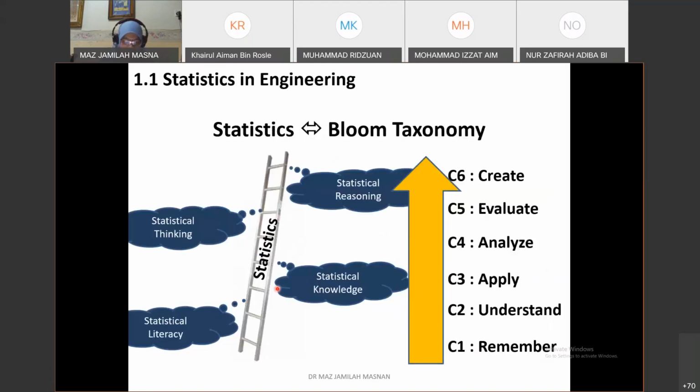Now, if we pair these 4 concepts of statistics with Bloom's taxonomy, we can see that the higher the level of the statistical concept, that is statistical reasoning, the higher the cognitive level involved in the process. This is just for your understanding. So that's why when we talk about making conclusions, of course, there will be some thinking and some reasoning that you need to do for that particular equation or concept or whatever you do.